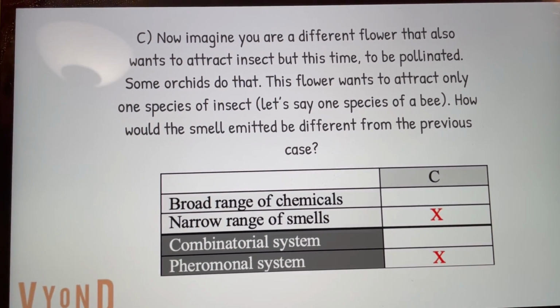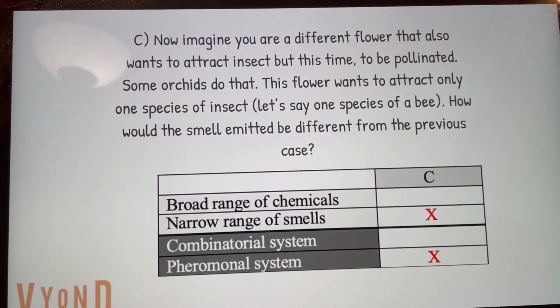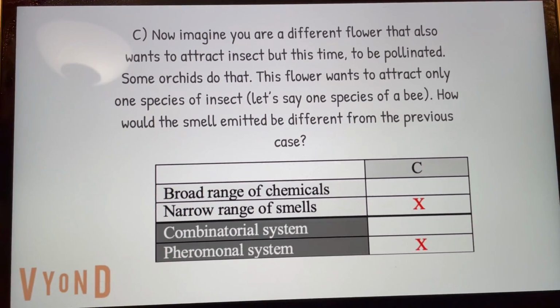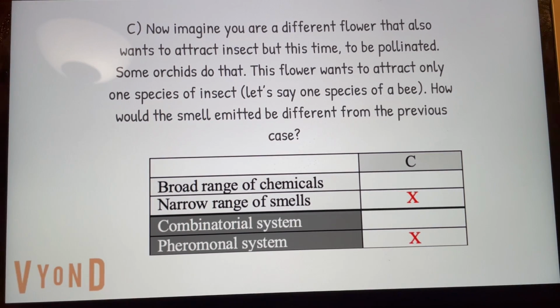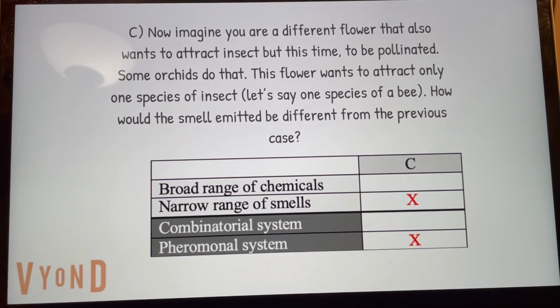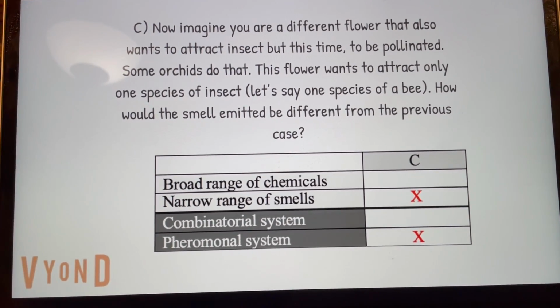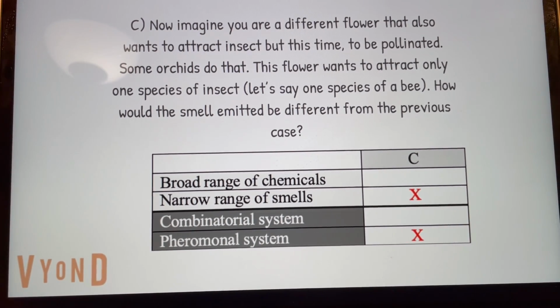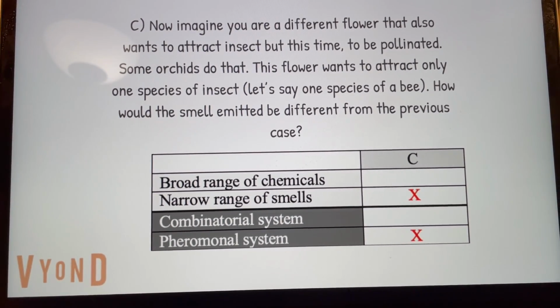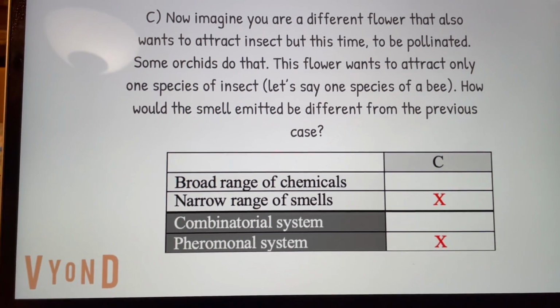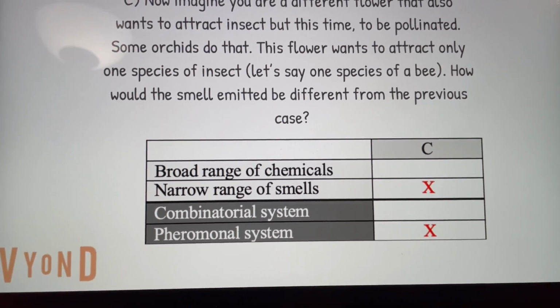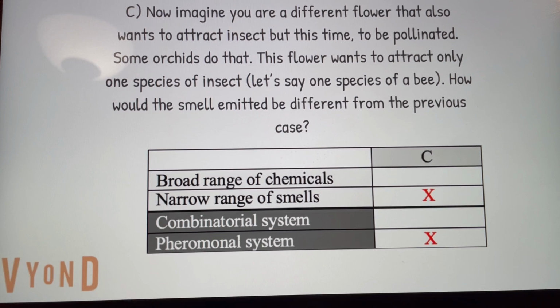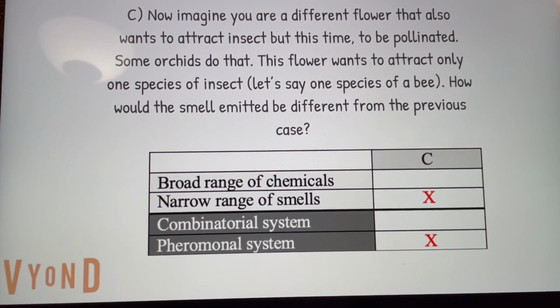The reasoning behind this is that since it is only focusing on one species, it will use a narrow range of smells, since you are not trying to just get pollinated by anyone. You're just focusing on that one species. And the pheromonal system is a more narrow system, and you're using a narrow range of smells, so you would use a narrow system.